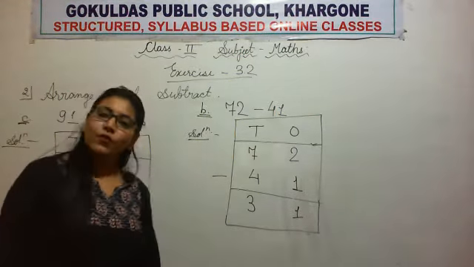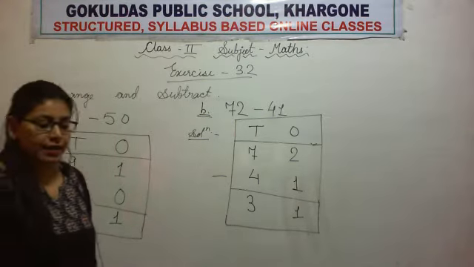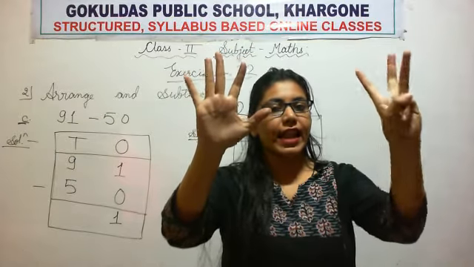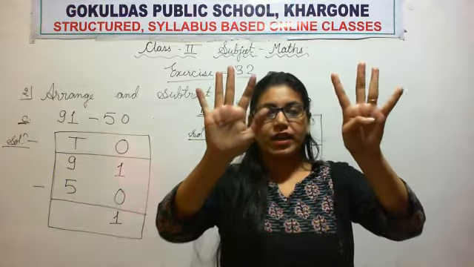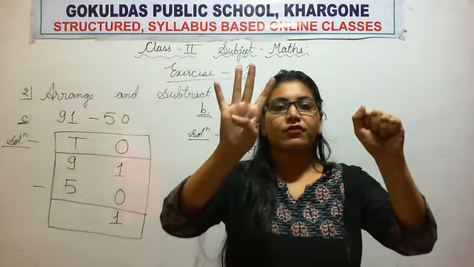Now moving towards the tens column, 9 minus 5. So let's open 9 fingers first. 1, 2, 3, 4, 5, 6, 7, 8 and 9. Minus 5, so let's remove 5 fingers. 1, 2, 3, 4, 5.